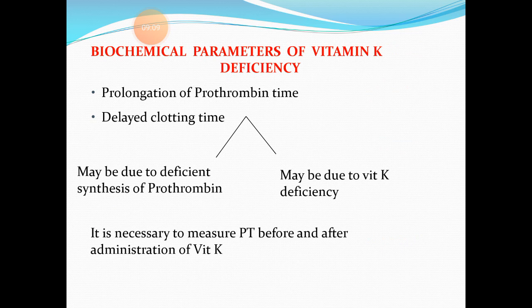The biochemical parameters of vitamin K deficiency: vitamin K deficiency can lead to prolongation of prothrombin time and delayed clotting time. There may be two reasons: defective synthesis of prothrombin, which is not related to vitamin K, and the other main cause, vitamin K deficiency.